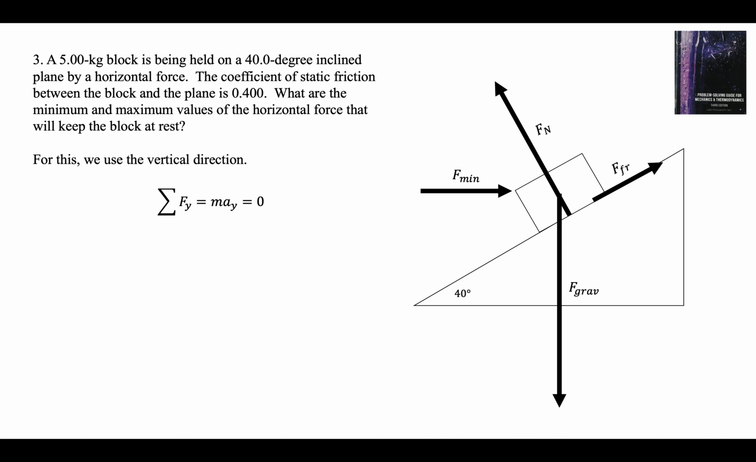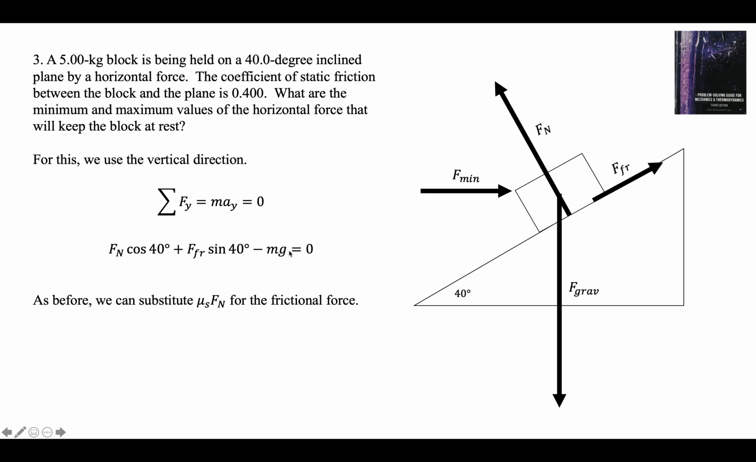Sum of the forces in the y direction is m a_y, which is 0. So a component of the normal force is upwards, a component of the frictional force is upwards, and these 2 components are holding up the block. They're going to balance F gravity. So Fn cosine 40 is directly upward. The frictional force sine 40 is directly upward, and gravity is all in the downward direction.